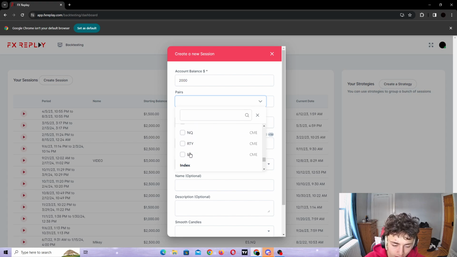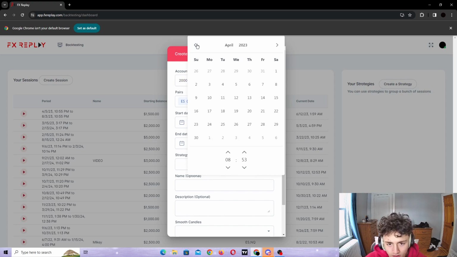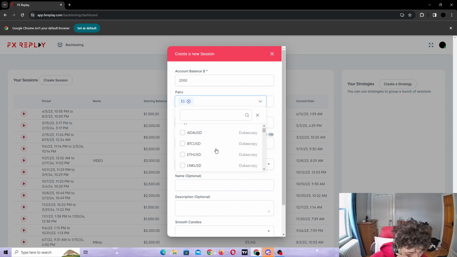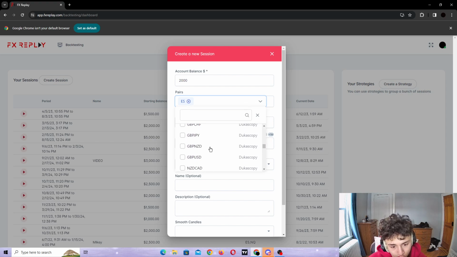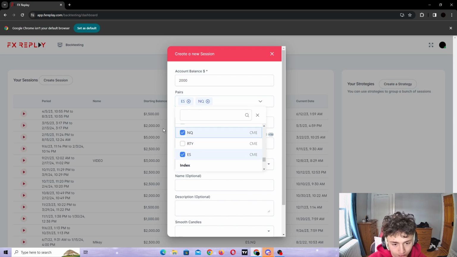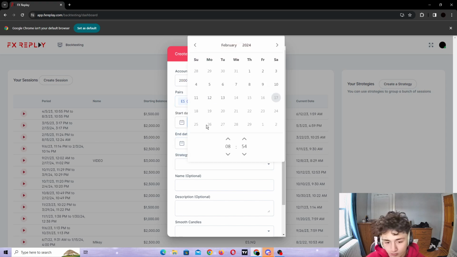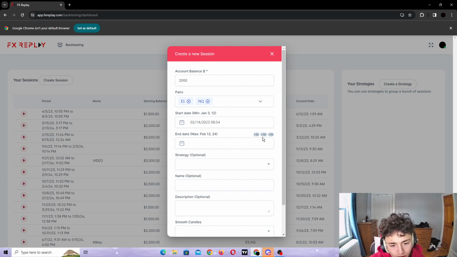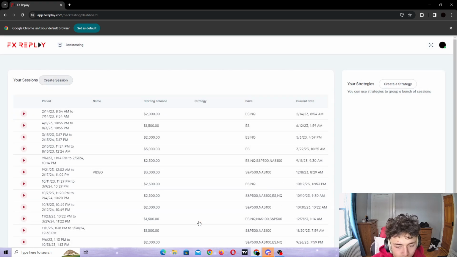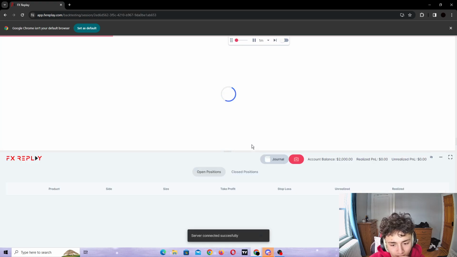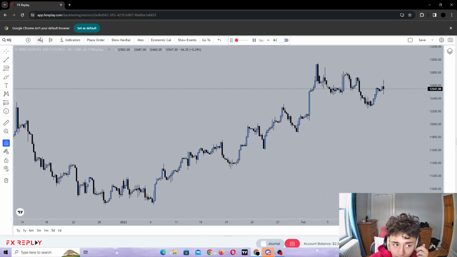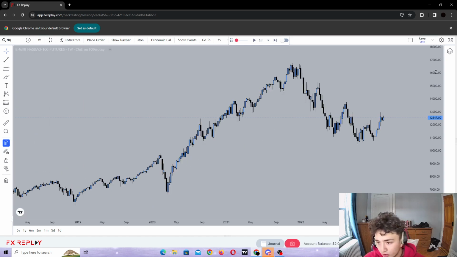I trade ES and NASDAQ, but I'm going to just do ES because I feel like I like ES more. Start date. Actually, we could do NASDAQ as well. I'll just choose anything random. Boom. Random day. And date. Save. Alright. So we can start off by finding out what's going on.